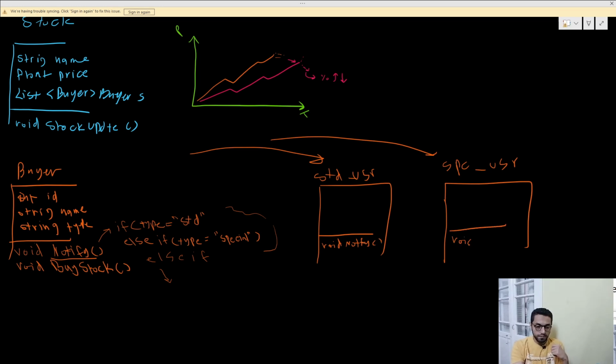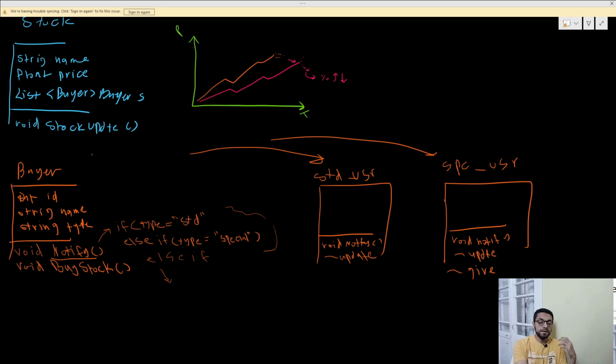Here, void notify. And of course, we will have in each of those classes the implementations for the corresponding class. So for the standard user, we will just update the graph, the line, and for the special user, we will update the line and give the percentage for a forecast for if the stock will go up or down.